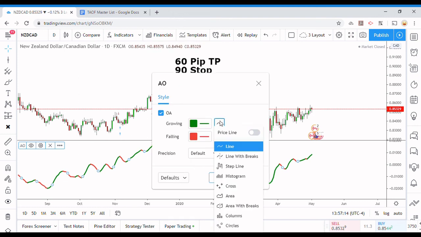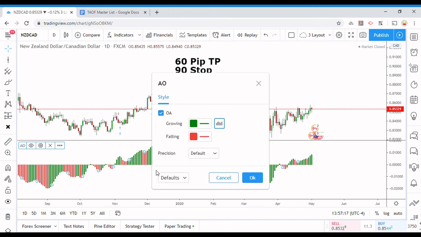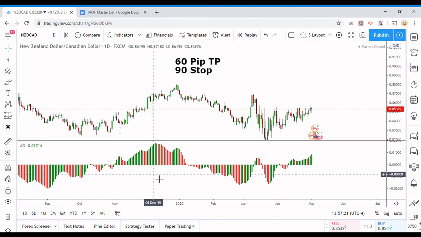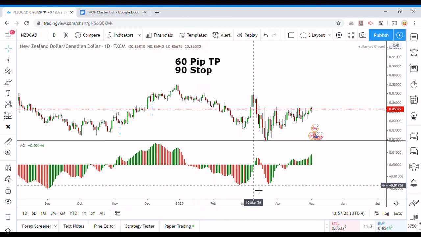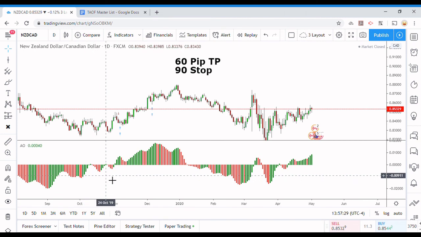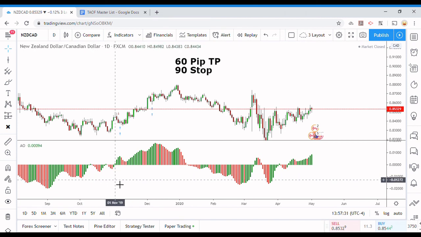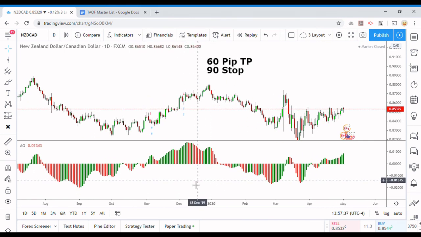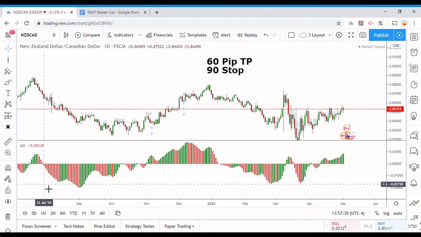Let me switch this back for just a moment here. This is the awesome oscillator in its oscillator form, instead of line form. And I think we're actually going to test it this way.